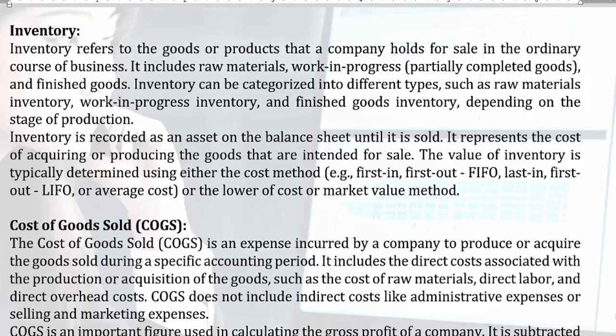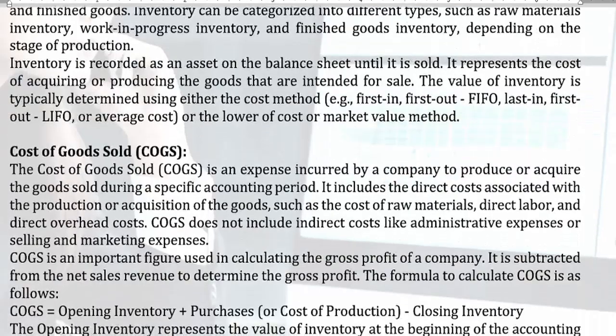Inventory can be categorized into different types, such as raw materials inventory, work in progress inventory, and finished goods inventory, depending on the stage of production. Inventory is recorded as an asset on the balance sheet until it is sold. It represents the cost of acquiring or producing the goods that are intended for sale. The value of inventory is typically determined using either the cost method, for example, first in, first out (FIFO), last in, first out (LIFO), or average cost, or the lower of cost or market value method.